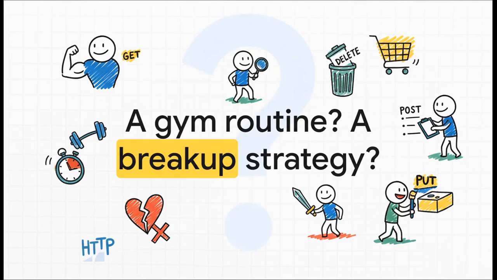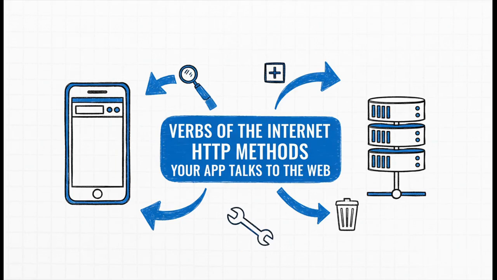It's not the worst guess. Get results, post a breakup text, put yourself first, and then delete their number. I mean, it almost works, but nope, that's not quite it. The real answer is, they're the verbs of the internet. They are the action words your browser or your app uses to ask a server to do something. So, okay, let's get into it and figure out what each one is really trying to say.